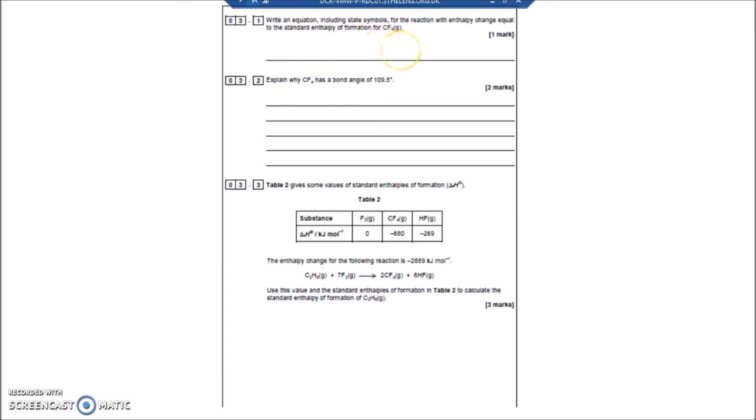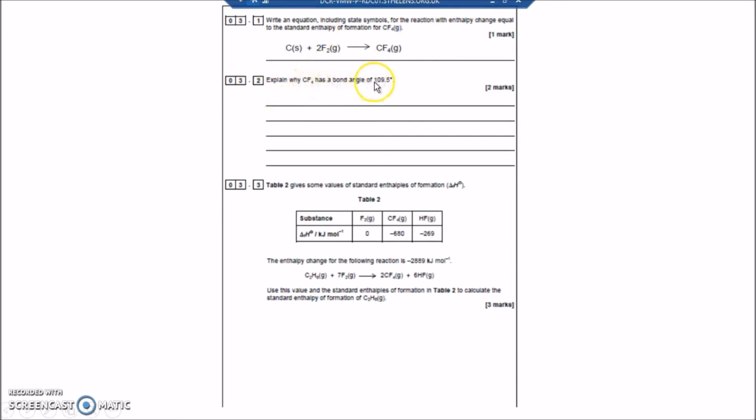So we're making 1 mole of CF4. What will we make it from? We'll make it from carbon and fluorine. Carbon, C, is a solid, and F, fluorine, is F2. We're going to need 2 moles of F2, and that's a yellow gas.